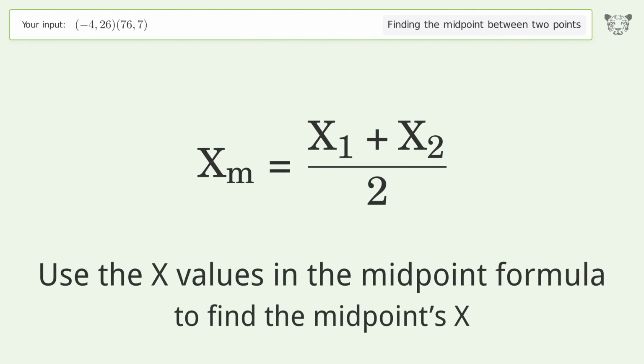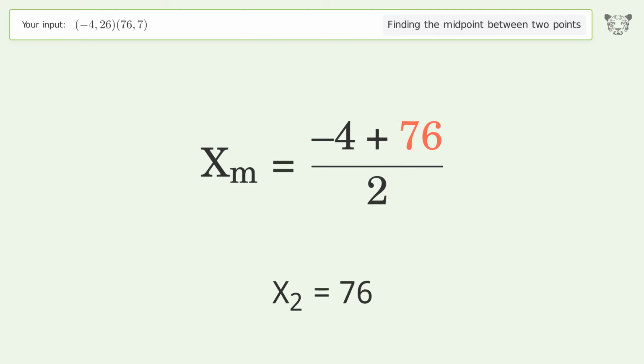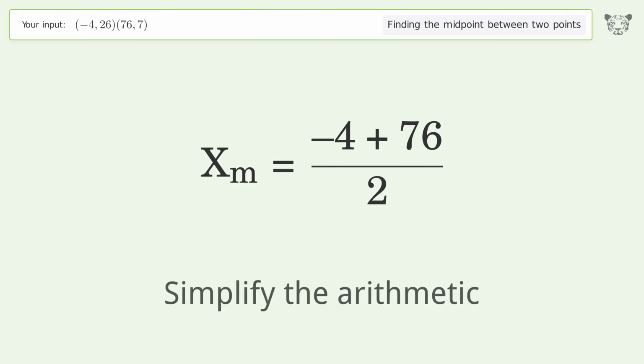Use the x values in the midpoint formula to find the midpoint's x. x1 equals -4. x2 equals 76. Simplify the arithmetic.